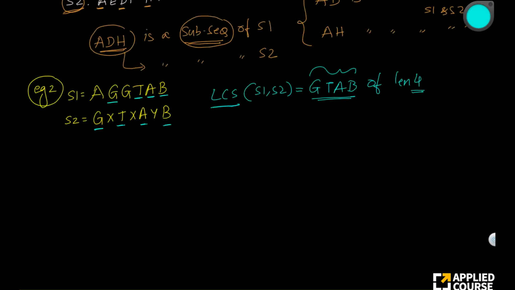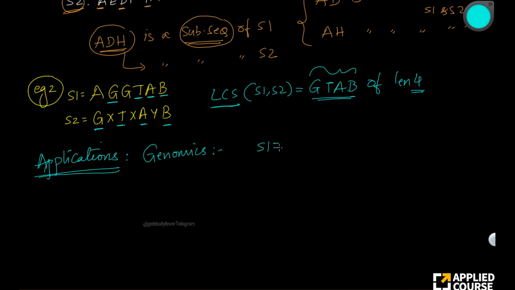Now you might wonder, why do you care about this? What are the applications of the longest common subsequence? This is actually very, very useful in genomics. Imagine you take the genetic code of a person or of an animal as a string S1. It will consist of 4 characters A, G, T, and C, and it will be a very, very long string with billions of characters.